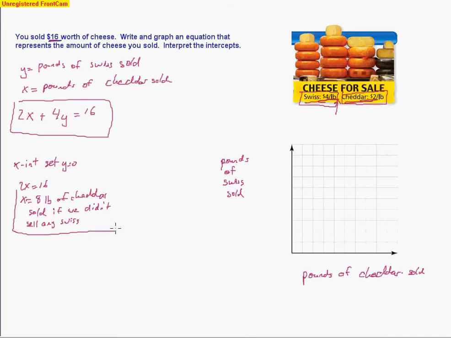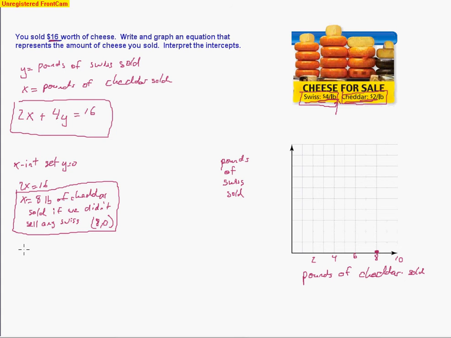It asks us to define what the x-intercept is. So remember that the x-intercept was (8, 0). 8 represents the x value, which is right up here, pounds of cheddar sold. 0 represents the y value, pounds of Swiss sold. So we're going to go by ones here. I'm going to label every other one. I've got 2, 4, 6, and that's 8 and 10. So I'll put a dot right there at 8.